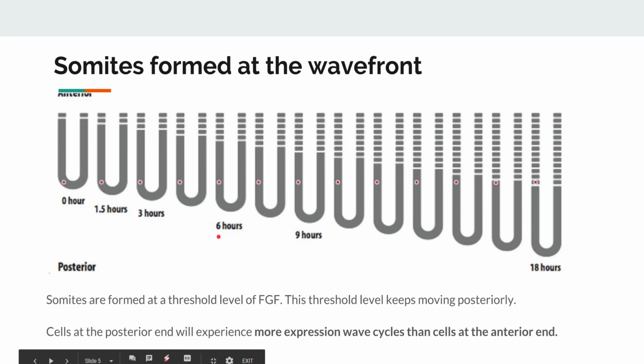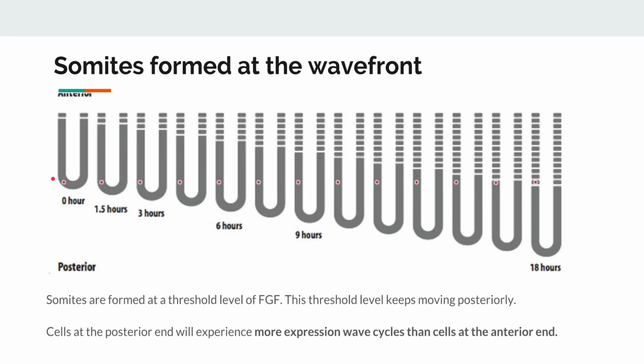Okay, so we just want to go a little bit more into how the wavefront works. The wavefront is going to keep moving posteriorly, so this would be the anterior part, and here would be posterior. Because that wavefront is moving posteriorly, and it starts at the anterior part, cells that are more anterior are going to experience fewer expression wave cycles than cells at the posterior end.